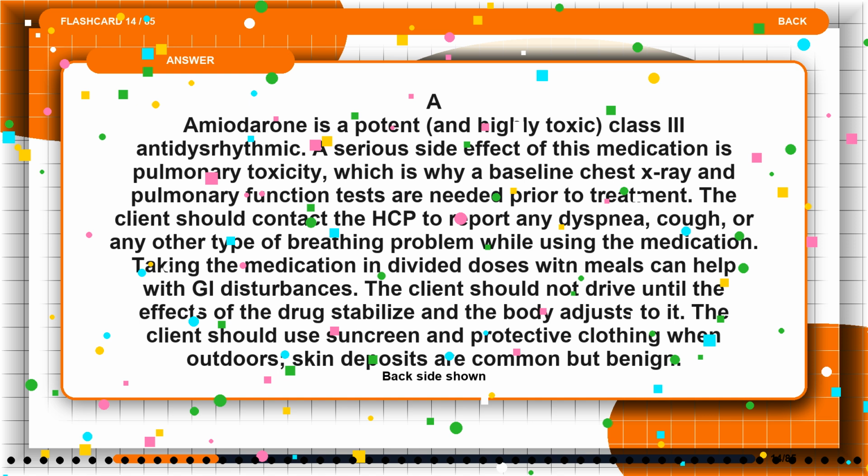The client should not drive until the effects of the drug stabilize and the body adjusts to it. The client should use sunscreen and protective clothing when outdoors. Skin deposits are common but benign.